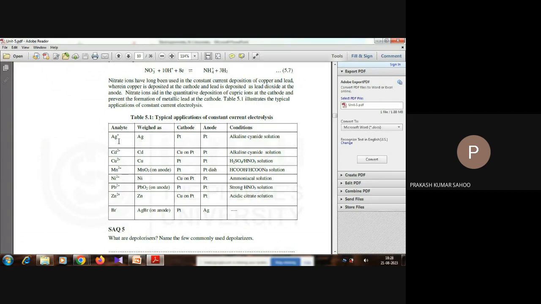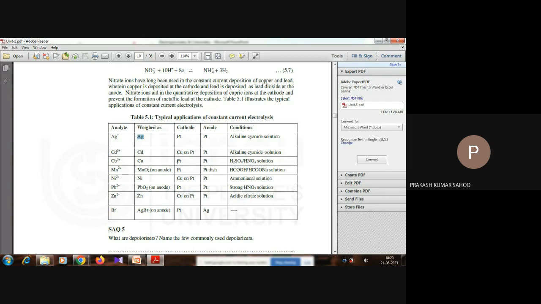Then we have this table, that is constant current electrolysis. The analyte is silver ion, let us say silver nitrate, and it is deposited at the cathode, that is at the platinum gauze electrode, as silver. Cathode is platinum, anode is platinum, and the medium is alkaline cyanide. That means silver is converted to silver cyanide. Similarly, cadmium cyanide, copper, either copper sulfate or copper nitrate, and the electrodes are the same.